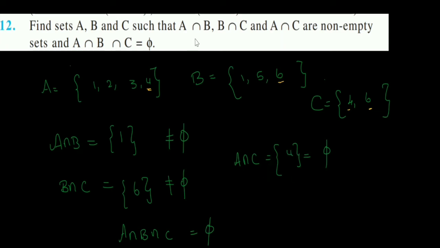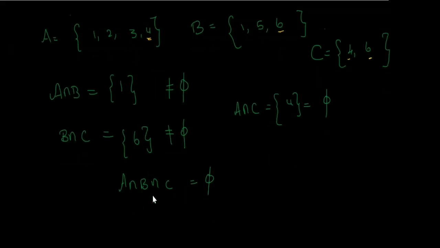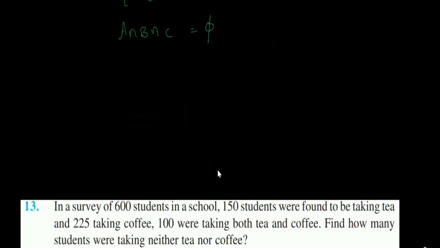So we have given an example where A intersection B, B intersection C and A intersection C are not empty sets. At the same time, A intersection B intersection C is empty. There's nothing common between all the three sets. If you take these two, 1 is common, but 1 is not here. If you take these two sets, 6 is common, but 6 is not there in A. So A intersection B intersection C is an empty set. Okay. Now we move on to the next question.